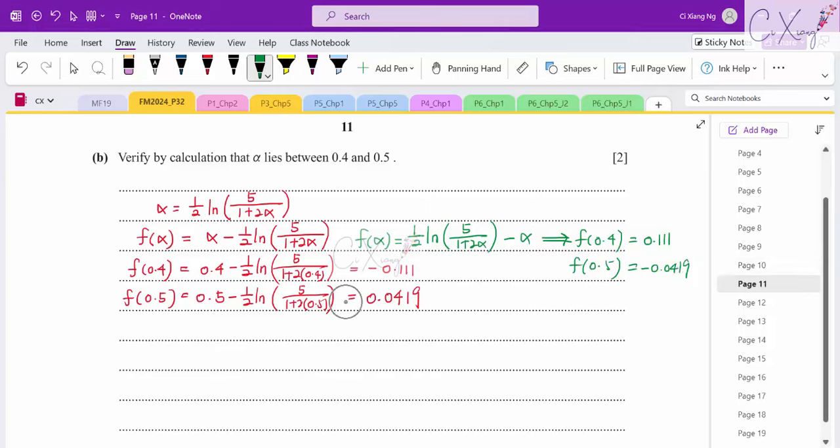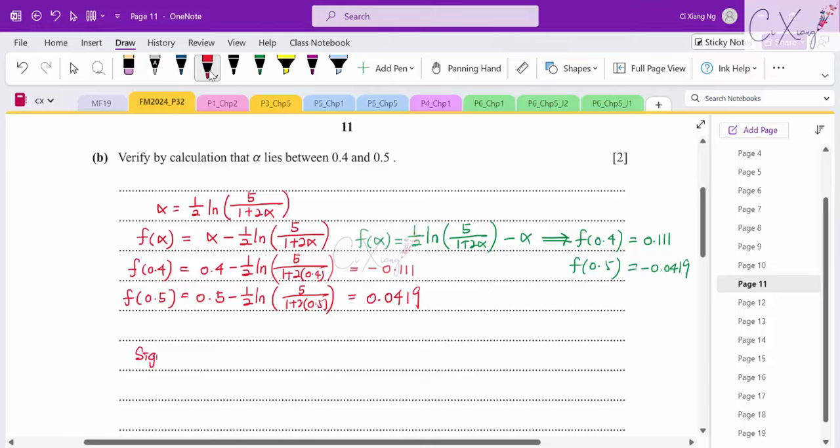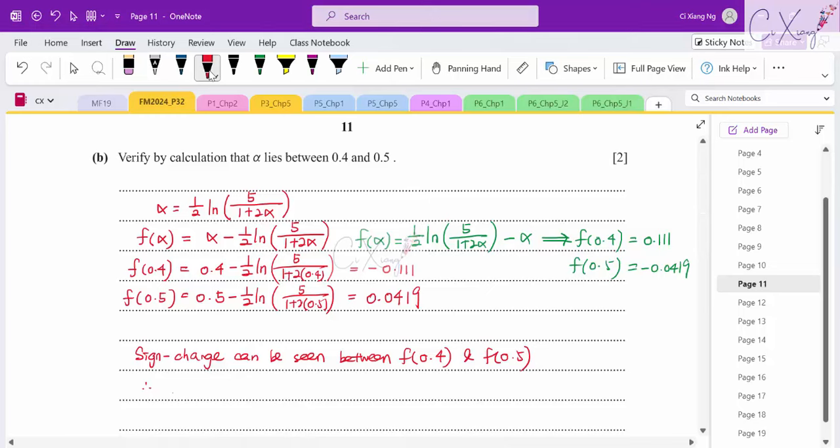So no matter which method or which function you are using, basically you can see that there's a sign change. That means from negative change to positive or from positive change to negative. So this is actually the main point that we want. We want to get the sign change when you substitute these two values, then make a conclusion here. So sign change can be seen between these two values, and this actually tells us that the alpha lies between these two values.